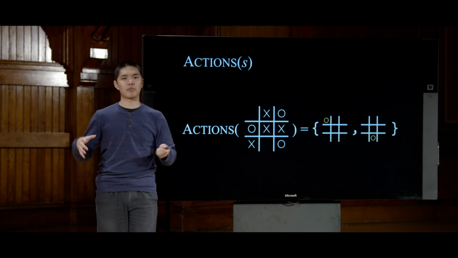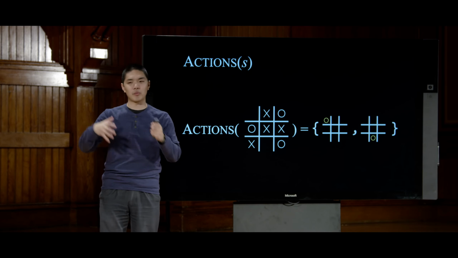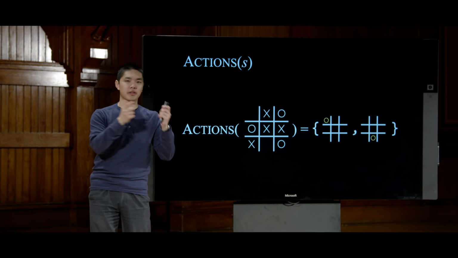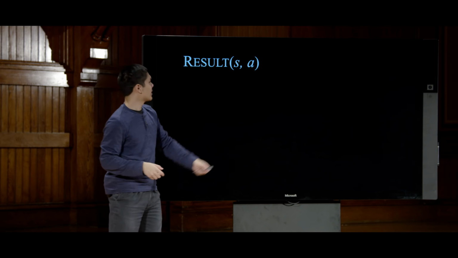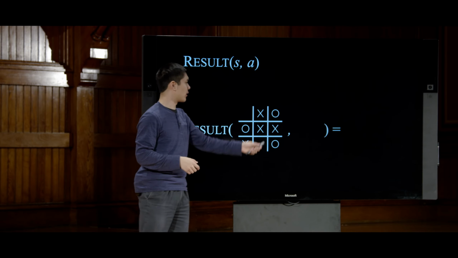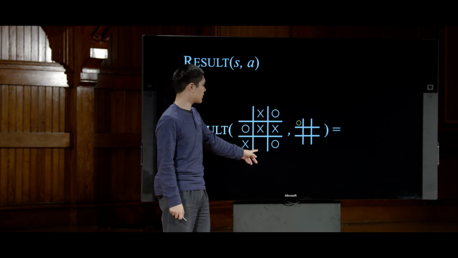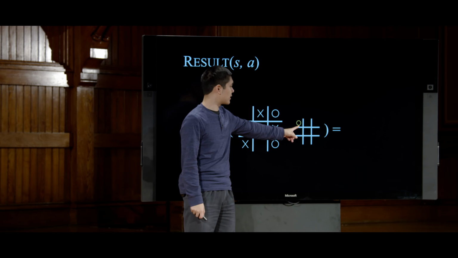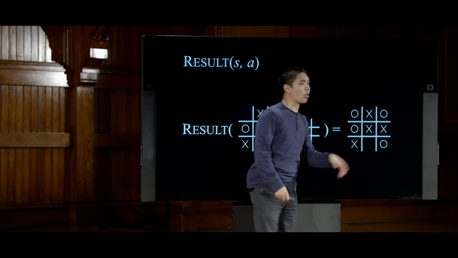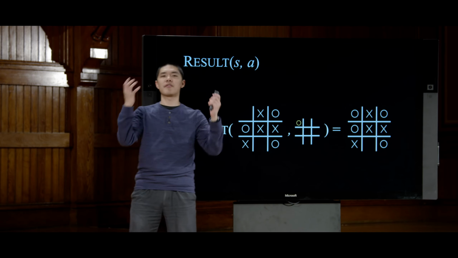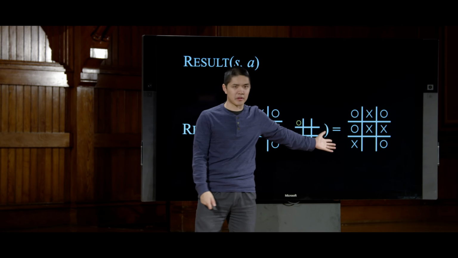Now, just as before, when we had states and actions, we need some sort of transition model to tell us when we take this action in the state, what is the new state that we get? And here, we define that using the result function that takes a state as input as well as an action. And when we apply the result function to this state, saying that let's let O move in this upper left corner, the new state we get is this resulting state, where O is in the upper left corner. And now this seems obvious to someone who knows how to play tic-tac-toe. Like, of course, you play in the upper left corner, that's the board you get.